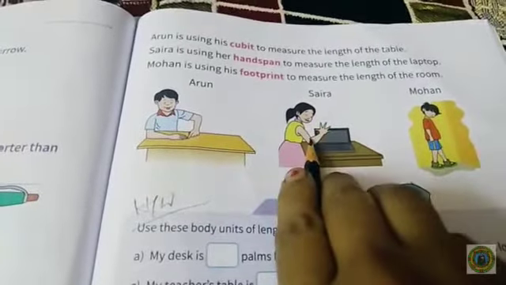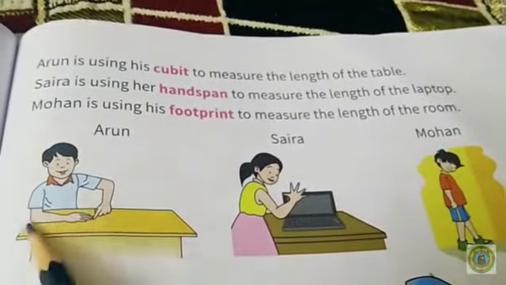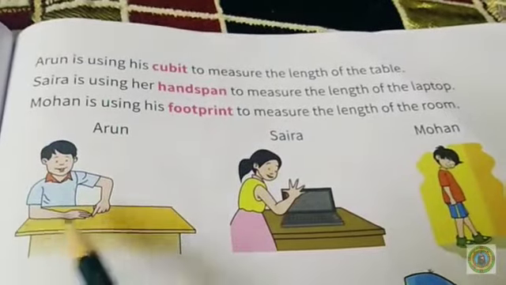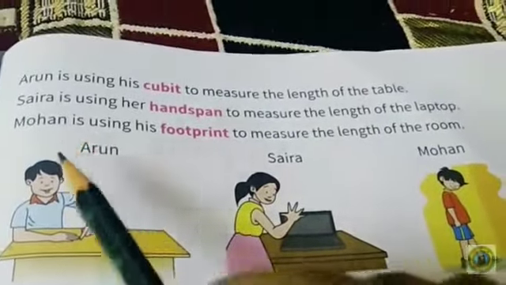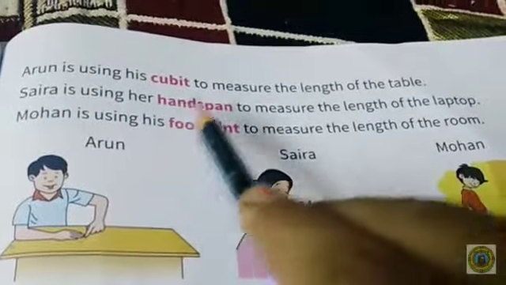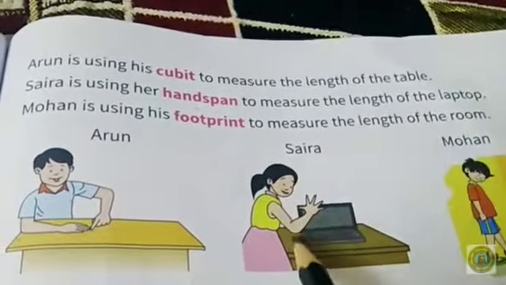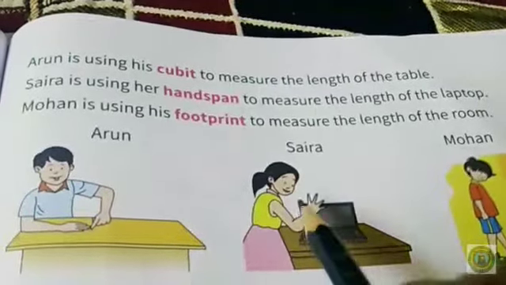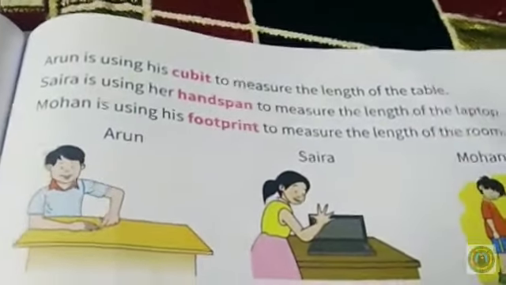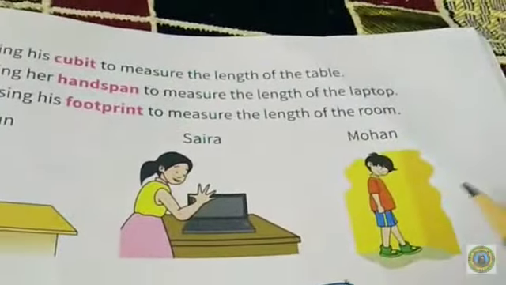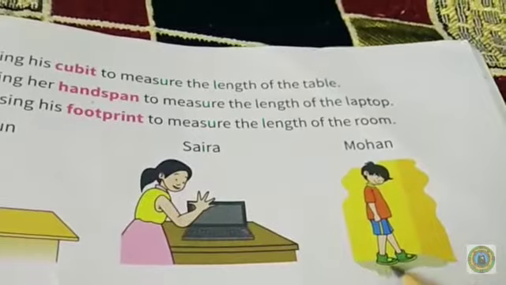Here we have some examples. This is Arun. Arun is using his cubit, from this point to this point, to measure the length of the table. Now next, Saira is using her handspan to measure the length of the laptop. See children, this is Saira. She is using her handspan to measure the length of the laptop. And this is Mohan. Mohan is using his footprint to measure the length of the room.